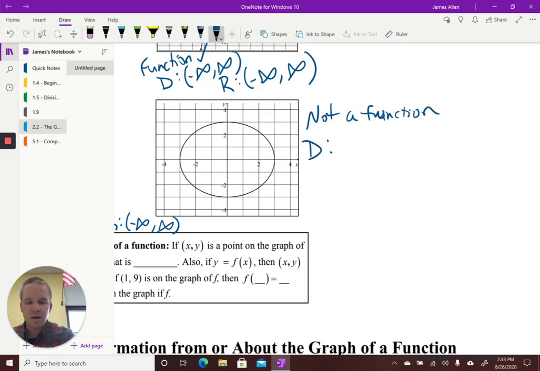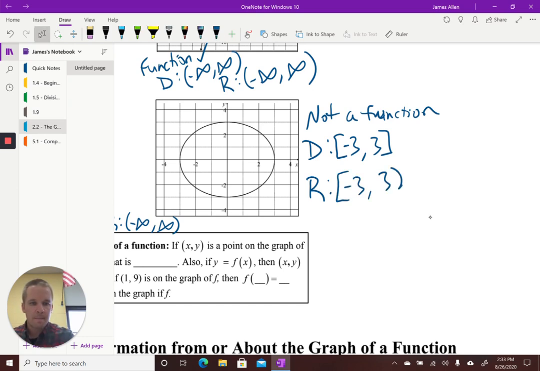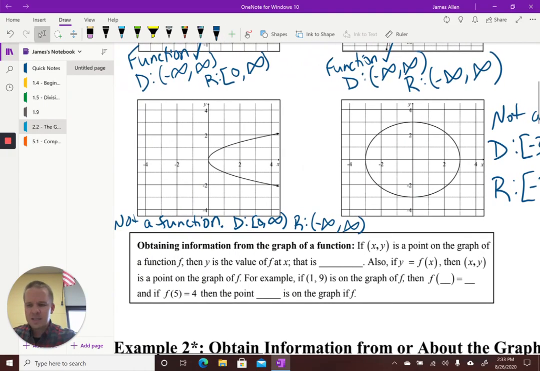What's my domain here? Well, my axis looks like I'm going as far as negative 3 to positive 3. And I believe I am including 3. And the same would go for my range. It goes as low as negative 3 and as high as positive 3. So with brackets again, my goodness. Boom, there we go. Awesome. Let's keep it moving.